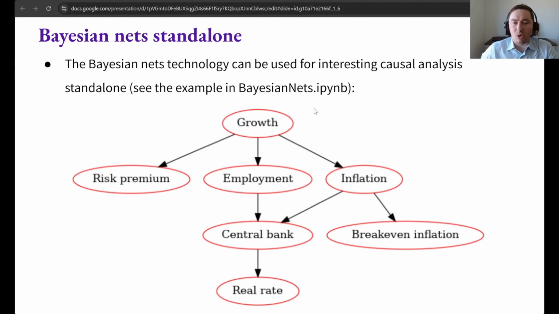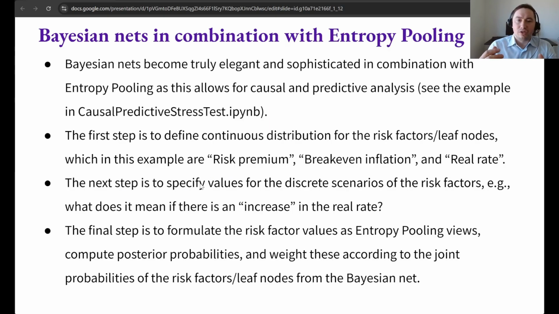Alright, so we will see how we can use just these Bayesian nets for an interesting macroeconomic analysis on their own, but they become very interesting when you combine them with entropy pooling, so that you can translate your, let's say, macro views and hypotheses into the P&L in your portfolios. Alright. So this is where we look here, where there's a description of how we integrate entropy pooling into Bayesian networks. And this is this causal and predictive stress testing.